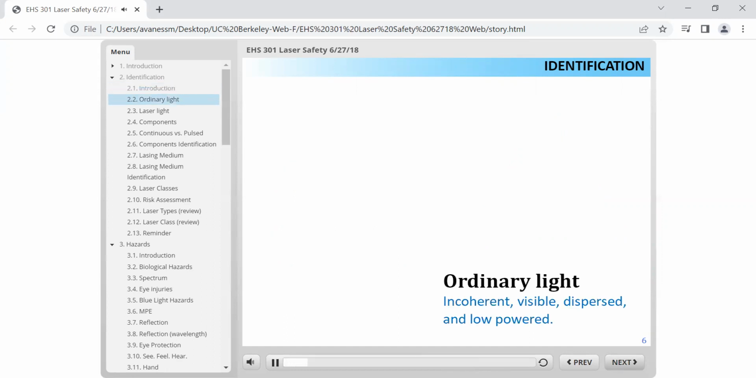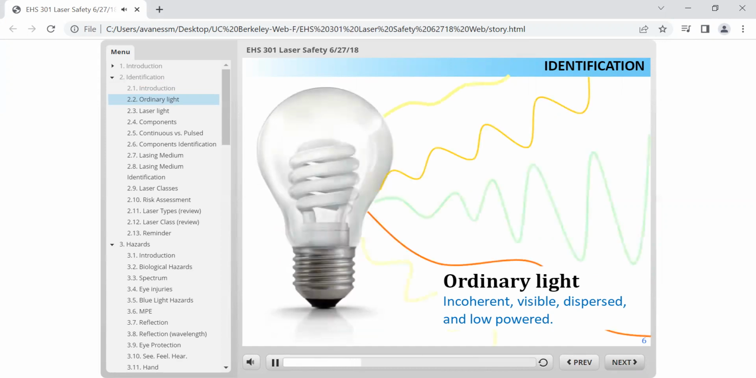Laser light is different from ordinary light, like the type you find in a light bulb. Ordinary light is incoherent. This means that it has many wavelengths that move in many directions and thus can emit many different colors. This results in a light that has low concentration of power per surface area.